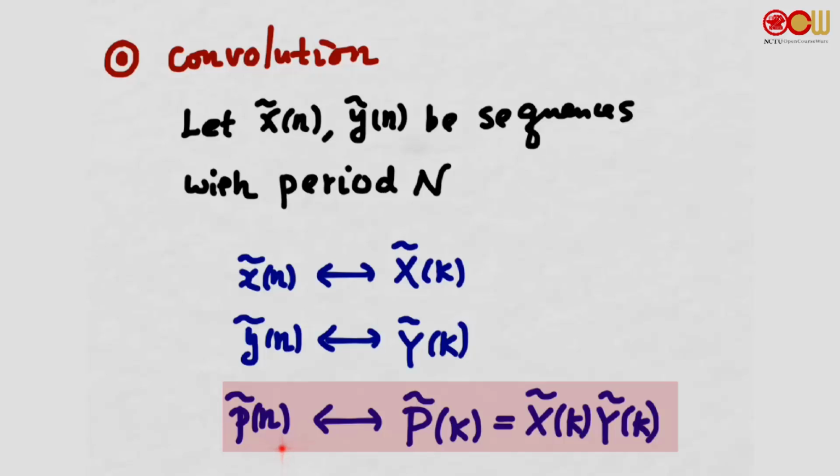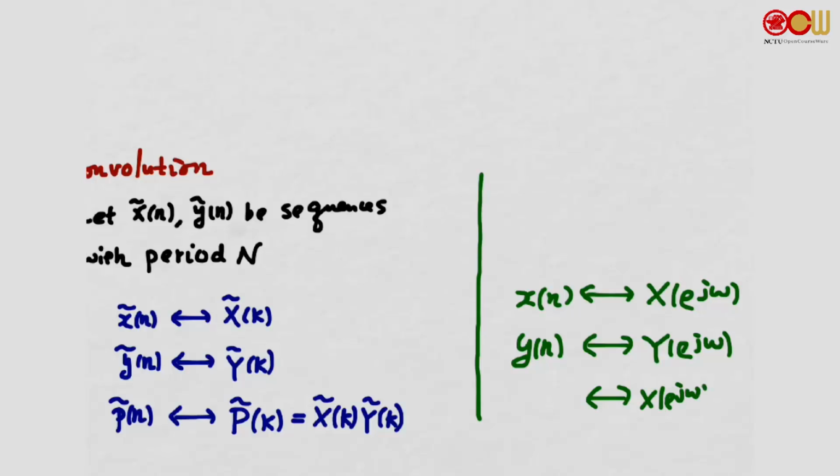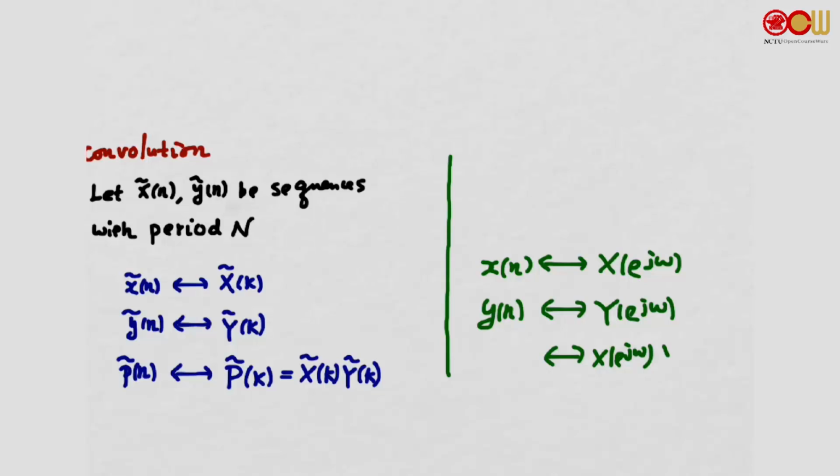What is the corresponding time domain sequence? Of course, the time domain sequence would be a periodic sequence with period N. How is it related to x tilde n and y tilde n? Let's recall the result of DTFT. If we have x[n], the Fourier transform is X(e^jω), and y[n], the Fourier transform is Y(e^jω). If we have the product in the frequency domain, X(e^jω)Y(e^jω), in the time domain, it's the convolution of the two.